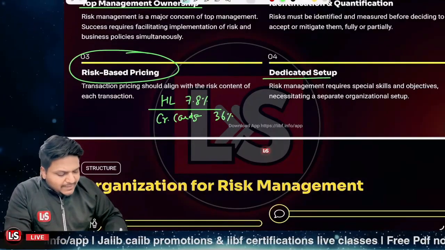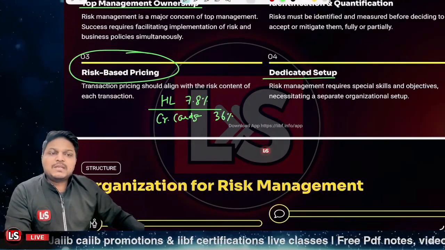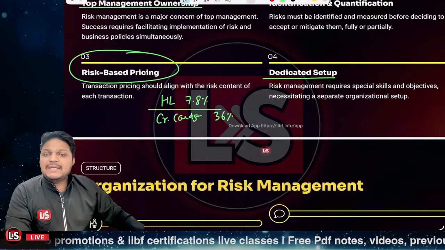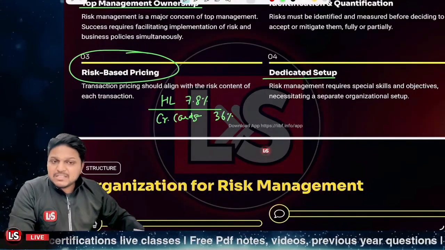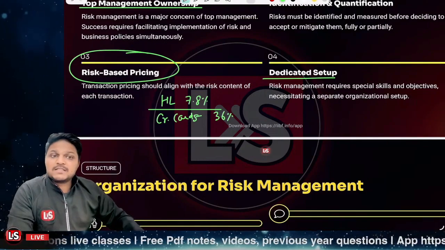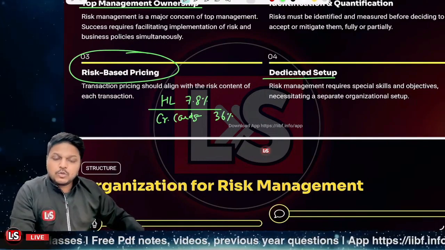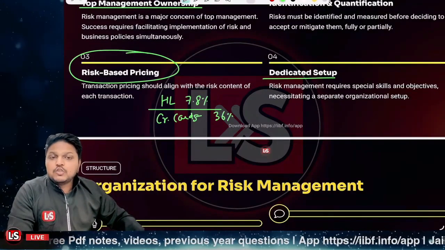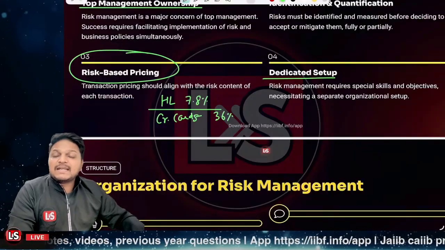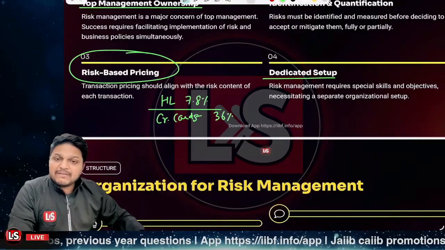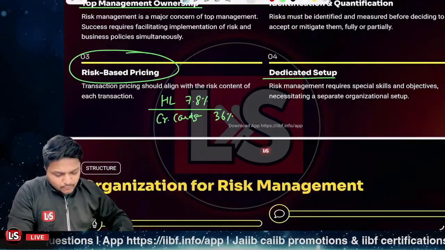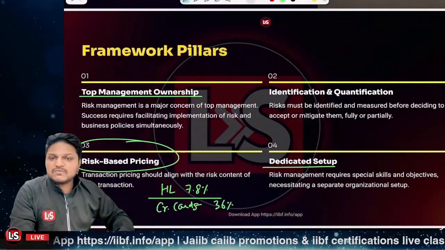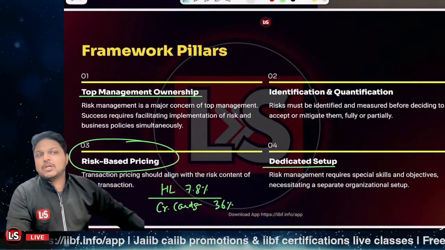Further, there should be a dedicated setup. What does this mean? If you want to manage risk, that requires specialized skills. You must have a separate setup in the organization with the objective of managing that particular risk. So these are the four things, four framework pillars we can say, which are to be taken care of.